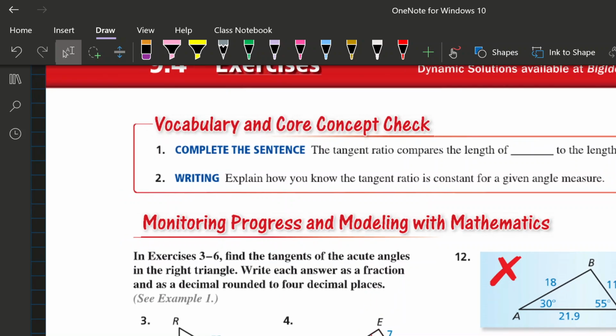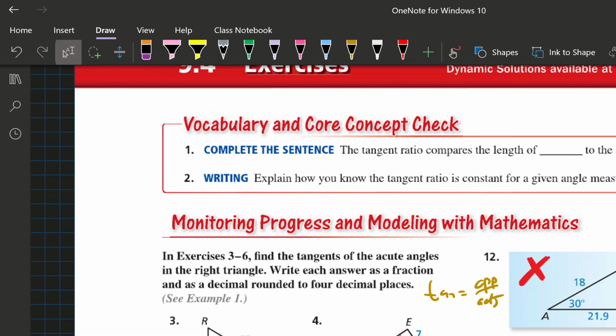So this one here, again, we're just using tangent, which is the opposite leg over the adjacent leg. You just got to go through and find the tangents of the acute angles of the right triangle. So you're going to be doing multiple. You're going to be finding tangent of S and tangent of R. You've got to do both of those.